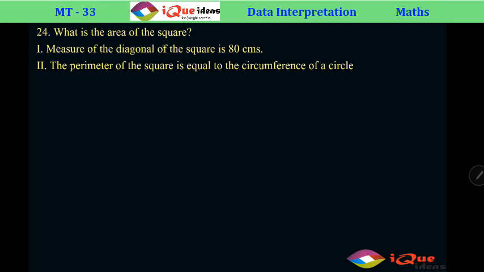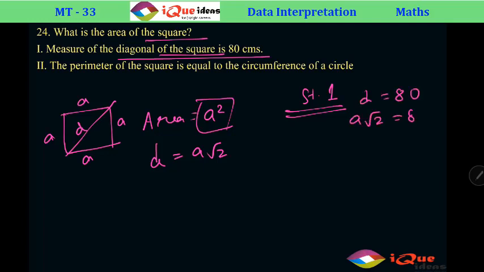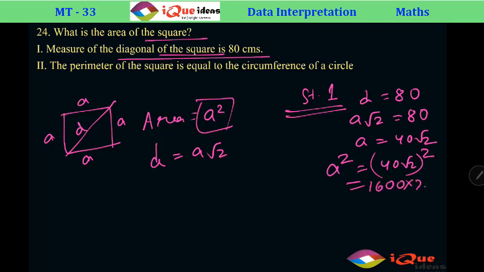Now this question says, what is the area of the square? It says measure of diagonal of the square is 80 centimeters. All right, let's see. We know the square, the side is A. So area is A square. So we have to find the A square value. Now statement 1 says measure of diagonal is 80 centimeter. Now diagonal is this. We also know that in a square, diagonal D is equal to side root 2. Statement 1 gives diagonal equal to 80. That means A root 2 is 80. So from here we can get A equal to 40 root 2. So that means we can find A square from this. So it is 40 root 2 square, which is 1600 into 2, that is 3200. We may not need to find it, but here we have just shown that it is possible.